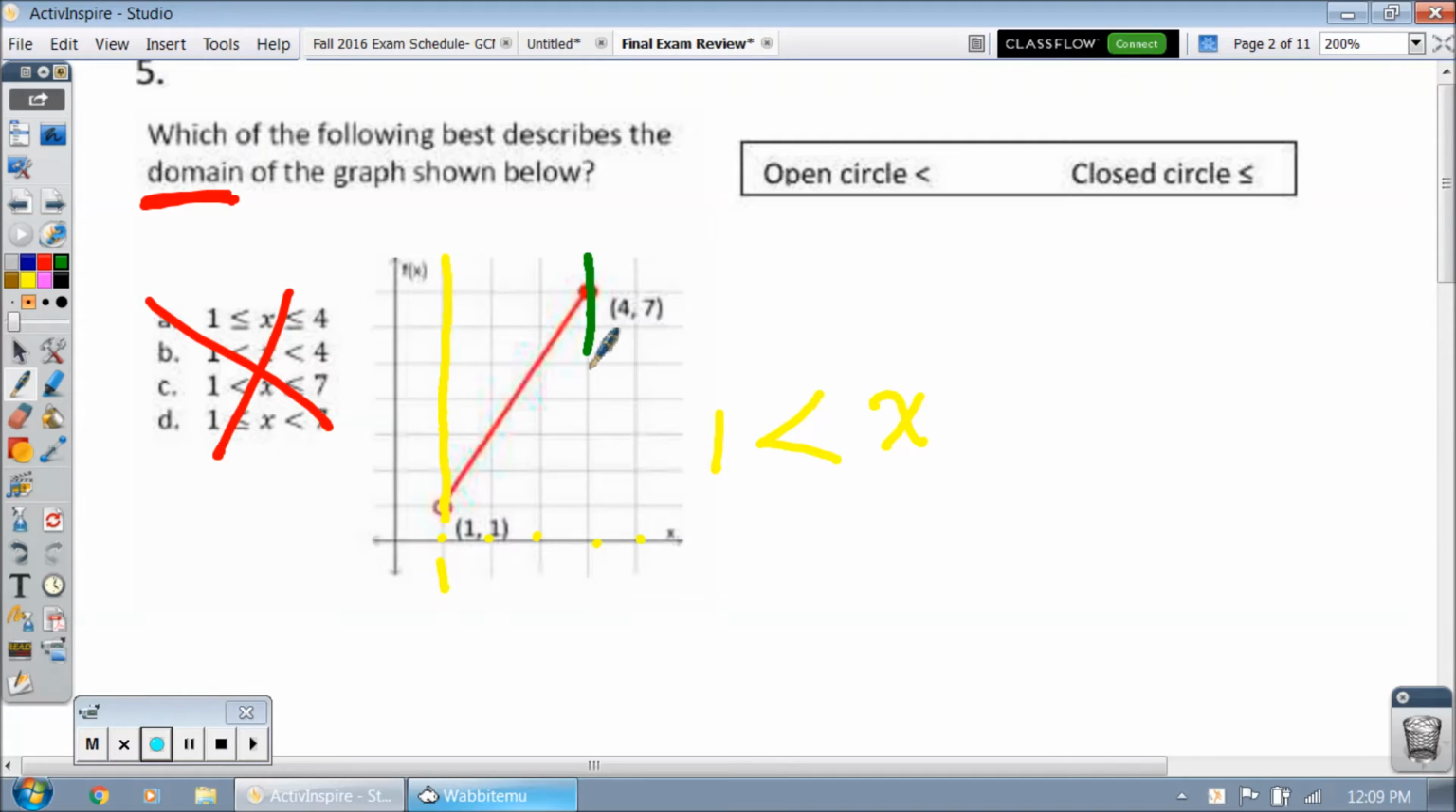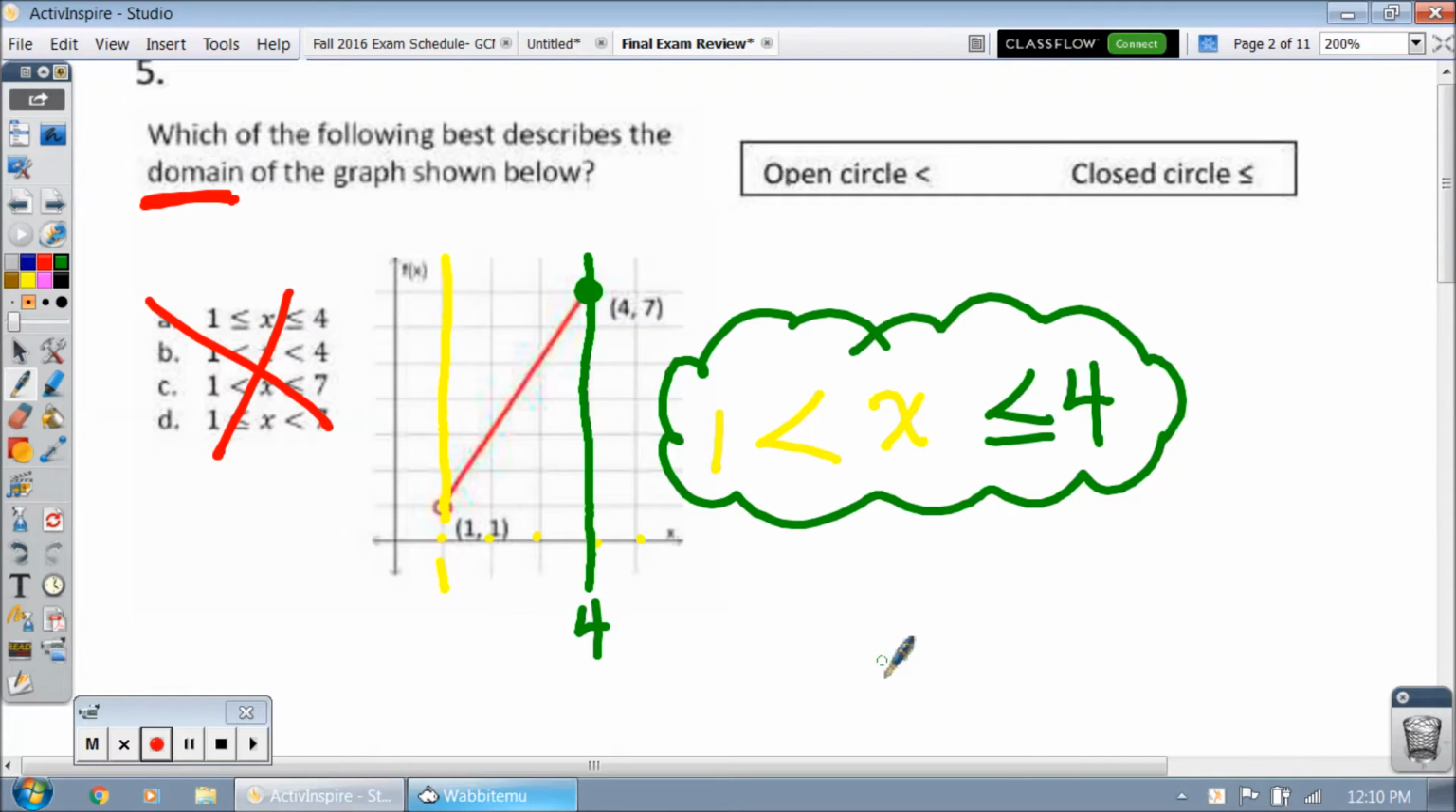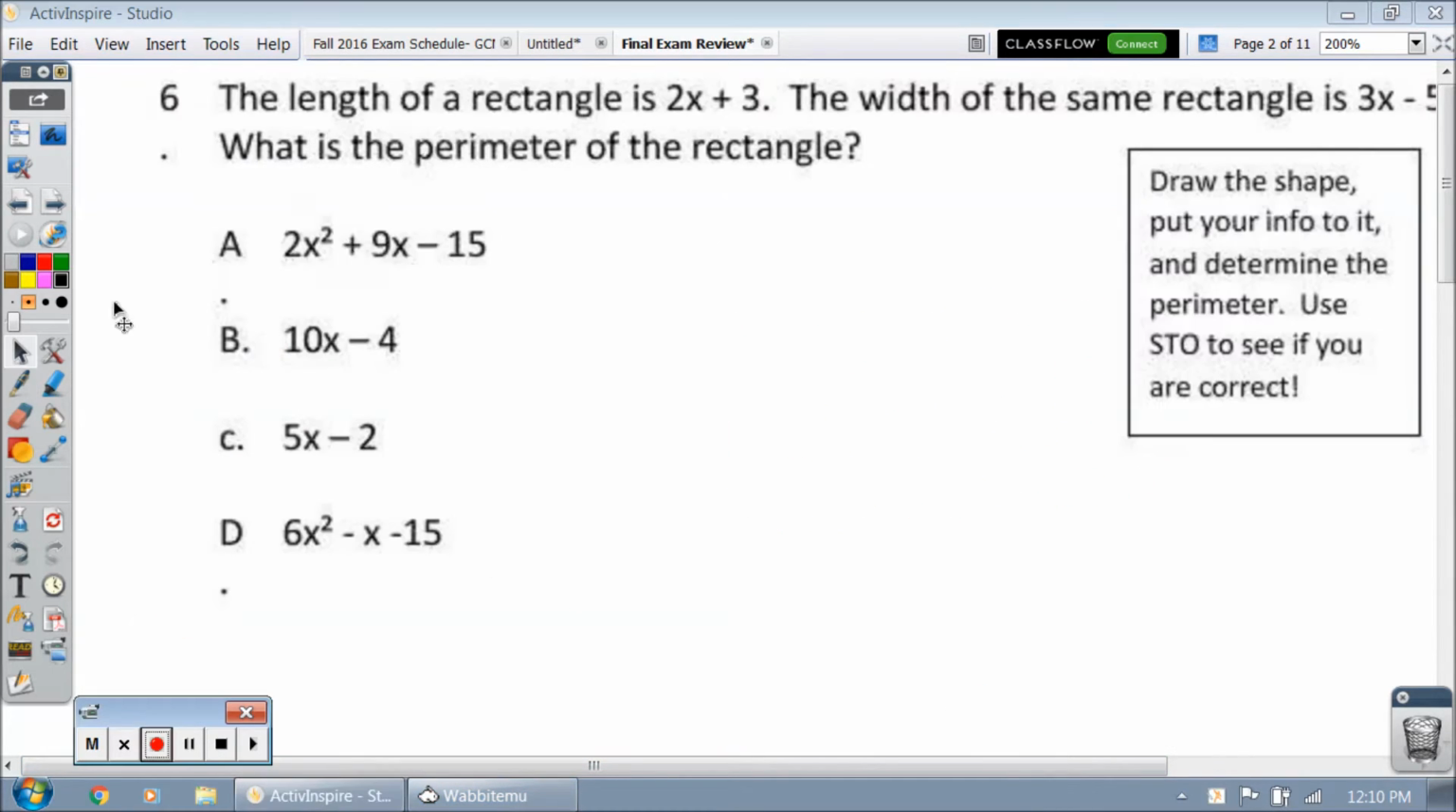Let's build another fence over here. Notice that's a closed circle. And it goes through 2, 3, it goes through 4. So this is a closed circle. So we're going to use our closed circle symbol. And this would be our domain.